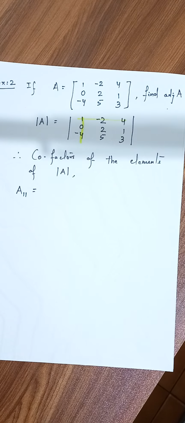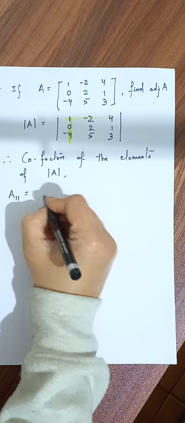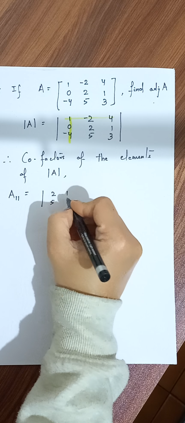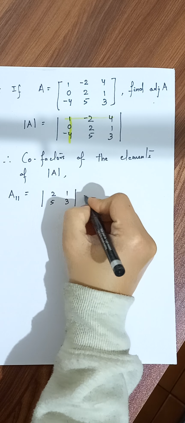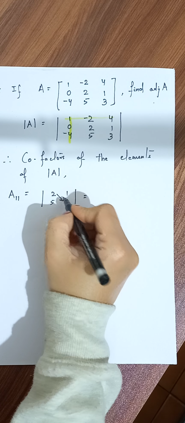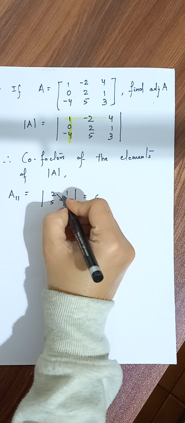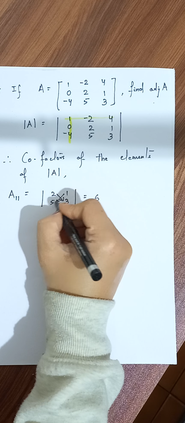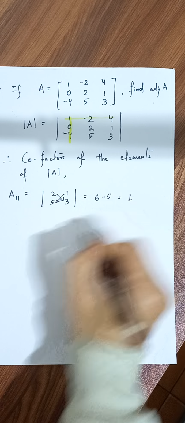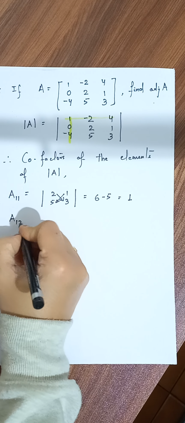Okay, A11, and then you will be left with 2, 5, 1 and 3. Okay, and as we solve in determinant, cross multiplication: first we move towards this, that will be 6, and then we move towards this, multiply these cross, so it will be minus 5, so the value will be 1. Okay, similarly we find out another value, that is A12.